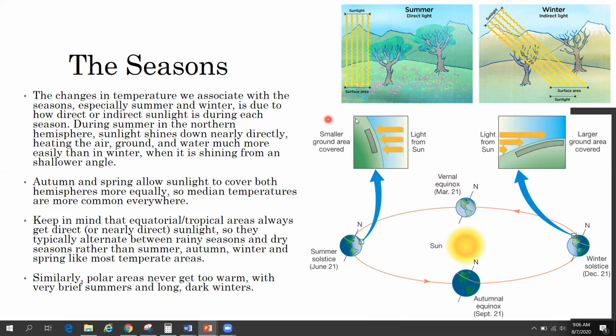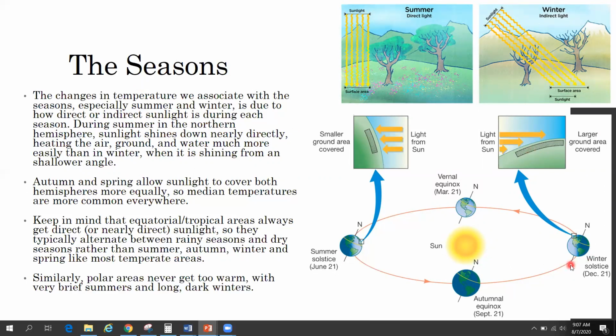During summer, we've got that here in this diagram and also right here. During summer in the northern hemisphere anyway, of course that's where we live, above the equator here in Georgia, sunlight shines down nearly directly. You can see that in this diagram or in this one, heating the air, the ground, the water much more easily than in winter when the sunlight is shining onto the northern hemisphere at a shallower angle. And again, you can see over here why that is.